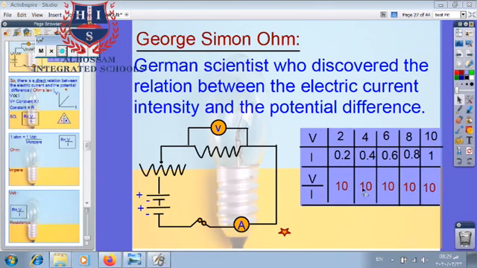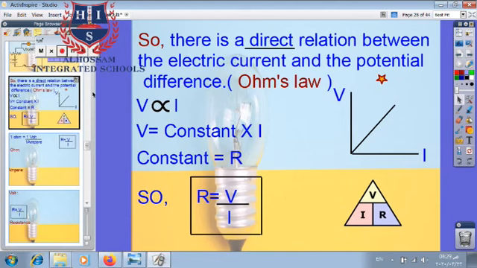As the value of the potential difference increases, the value of the electric current intensity increases. So, what is the relation between them? Yes, both of them increase, so the relation is a direct relation. And this was Ohm's law. He discovered the relation between the electric current intensity and the potential difference, which is a direct relation. And this is Ohm's law.